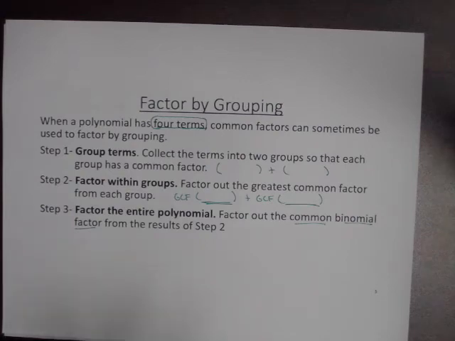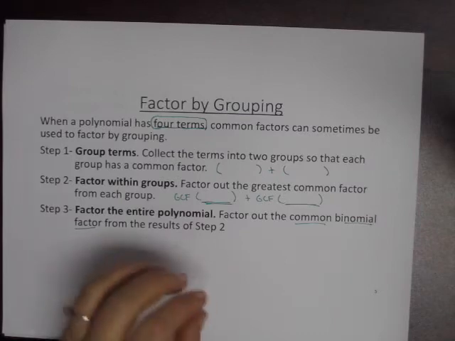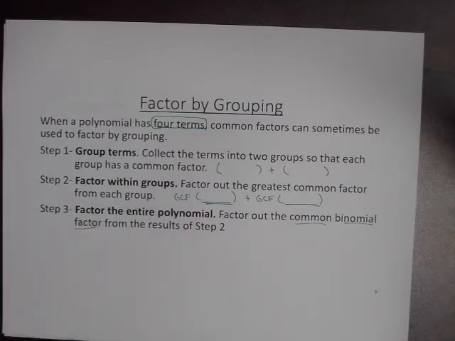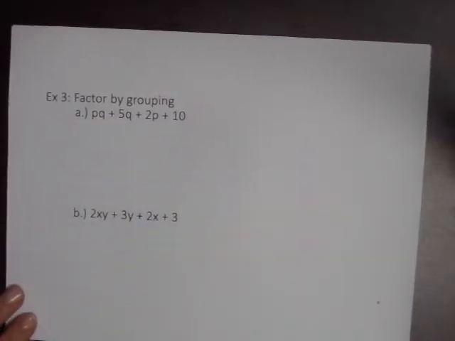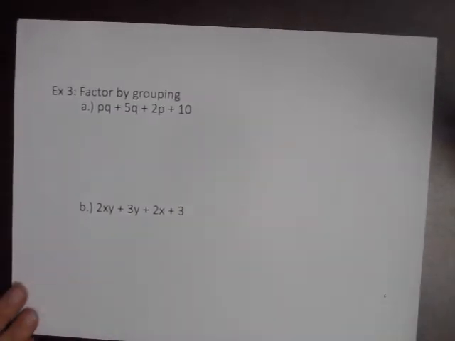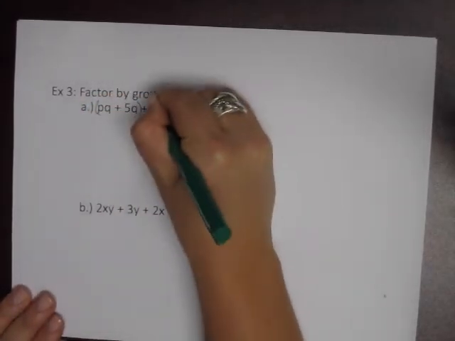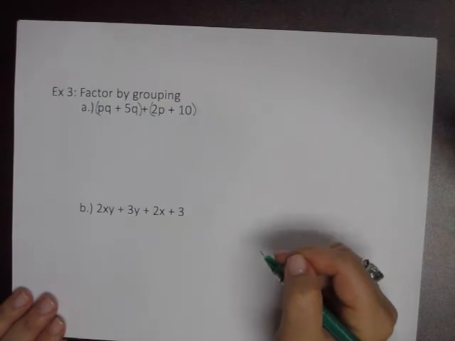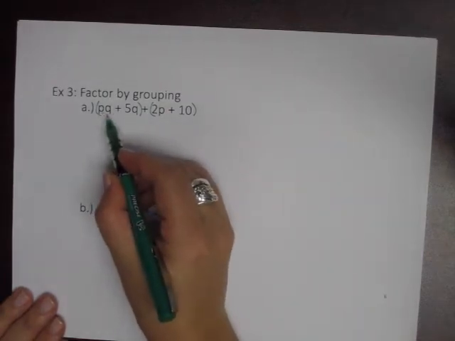So factoring by grouping, you have 4 terms. First thing you do is you group the 2 terms, then you pull out your GCF, and then you look for your common binomial. So let's make it real. So we've got PQ plus 5Q plus 2P plus 10. So I see that I have 4 terms. So the first thing I have to do is group them, and I group them by parentheses. The next thing I have to do is look at this group and try to pull out my GCF, my greatest common factor.